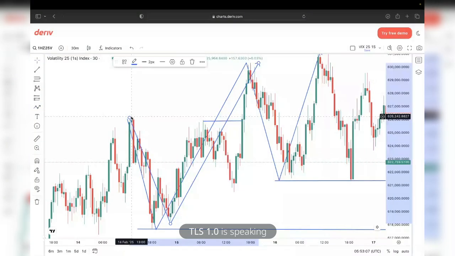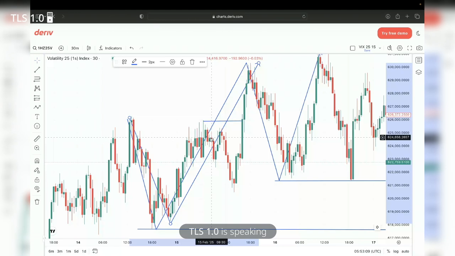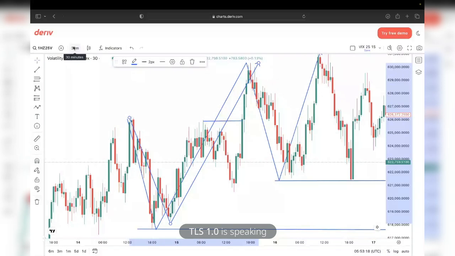Okay, so that's the reason why this cannot be a break of structure on its own. Maybe not on this time frame, 30 minutes. Could be on the 5 minutes.